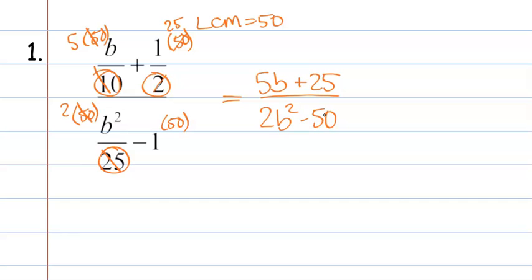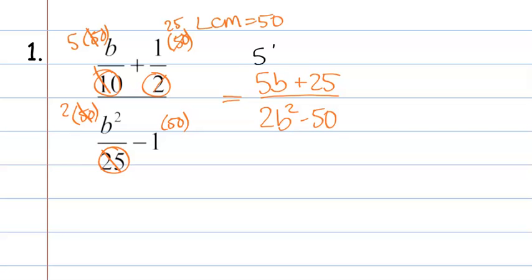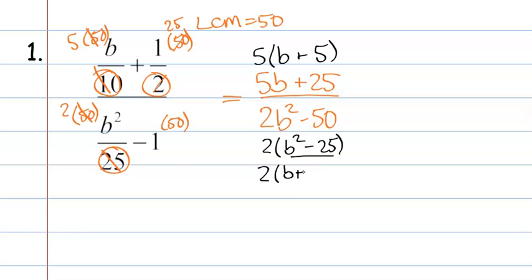All right, now it's certainly nicer looking, but we can make it even better looking by factoring out some numbers here. 5 can be factored out of the top, and then b plus 5. And then the bottom, factor out a 2, and you get b squared minus 25. Now this one, you gotta be careful, it's a difference of squares. So we're gonna say b plus 5, b minus 5. There we go.